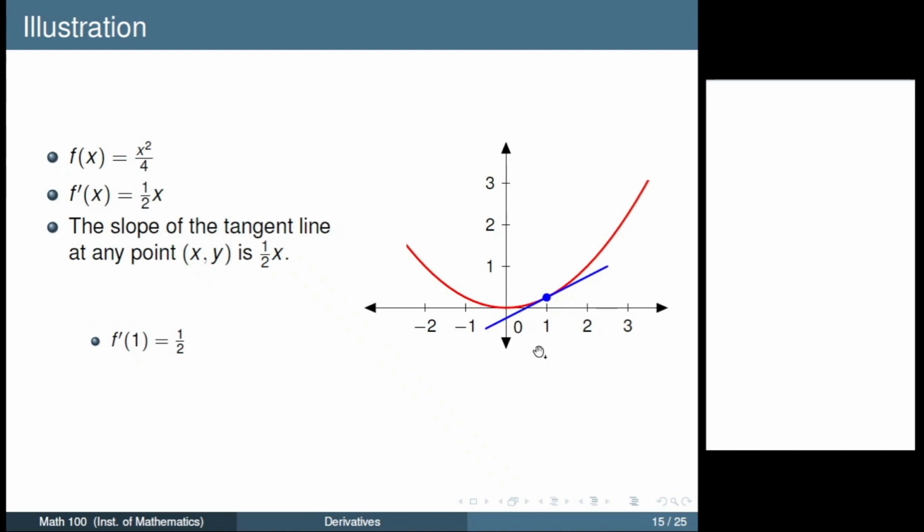Ang f prime of 1 ay 1/2. And ito yung tangent line. Ang slope nito ay positive, correct? Because it's going up. At x equals 2, ito yung tangent line. At ang slope na equal to 1, which is greater than the slope here. Kita naman no, na steeper nga itong line na to than the other one. So, mas malaki talaga yung slope na.